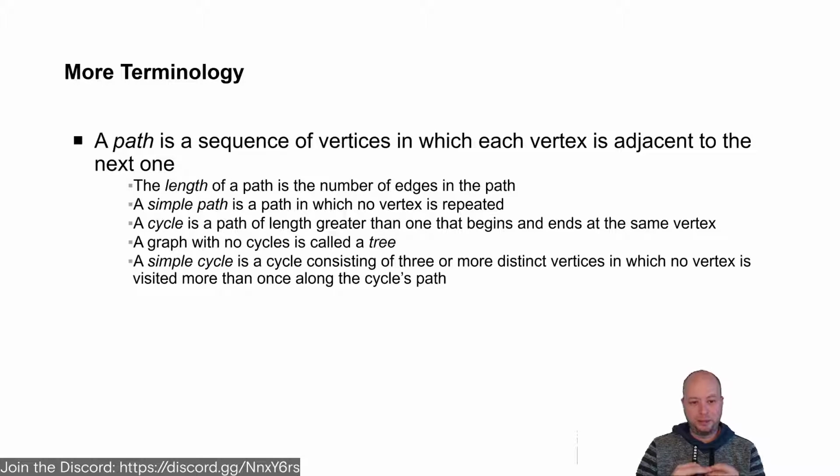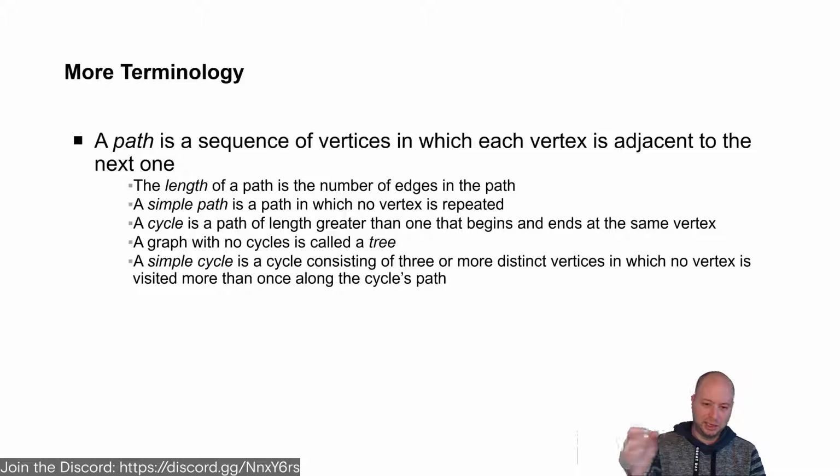More terminology. A path is a sequence of vertices in which each vertex is adjacent to the next one, and the length of the path is the number of edges in that path. Keep in mind that if there's a weighting, then you can map out the total weights of such a path. A simple path is a path where no vertex is repeated. A cycle is a path that begins and ends at the same vertex, and this has to include more than one vertex.